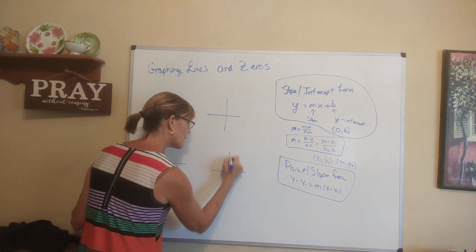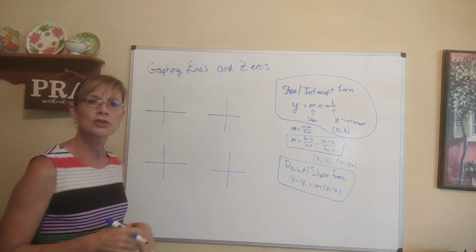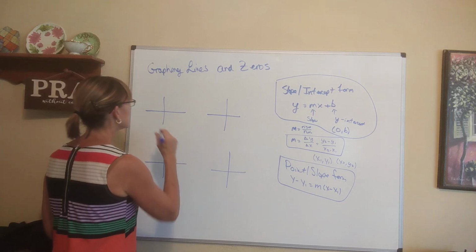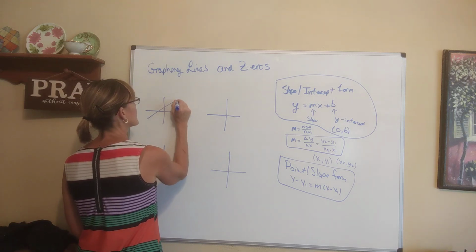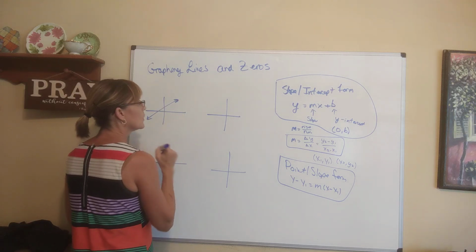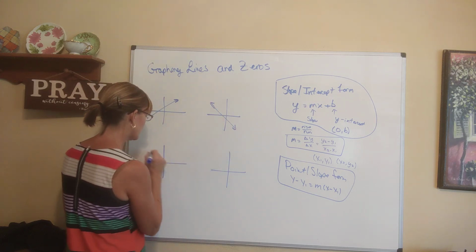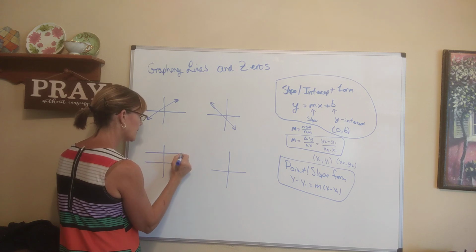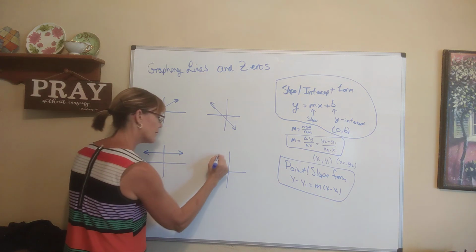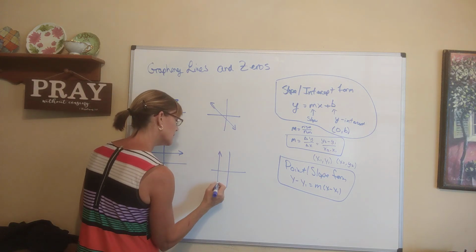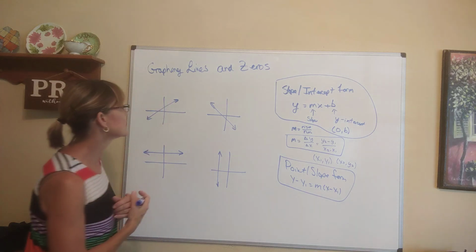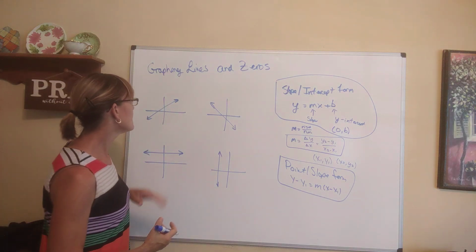So here are some xy axes. I'm going to just draw a line. So here is a line. We could have a line that looks like this. We could have a line maybe that looks like this. We could have a line that looks like this perhaps. We could have a line that looks like this. These are basically the 4 types of lines that you might have.